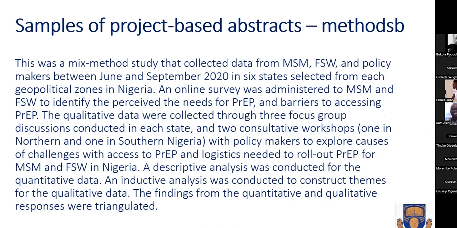Can you find the variables very clearly? For the online survey, he looked at only 2 variables, the perceived need for PrEP and the barriers to accessing it. Through the qualitative study, he looked at 2 other variables, the logistics for rollout and causes of challenges. This study has addressed the 4 variables. He has told us the 4 variables that he or she wanted to explore in the objective and how they had been explored. The data analysis, was it defined? Yes, with clarity. A descriptive analysis was conducted, an inductive analysis was conducted, and the results were triangulated.